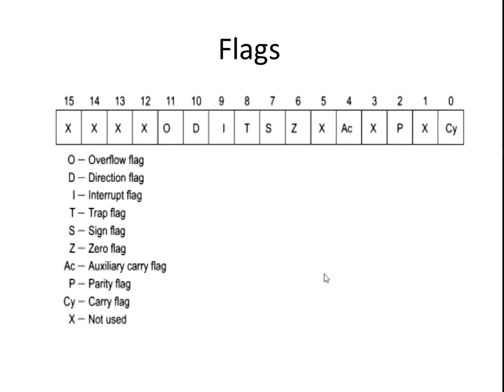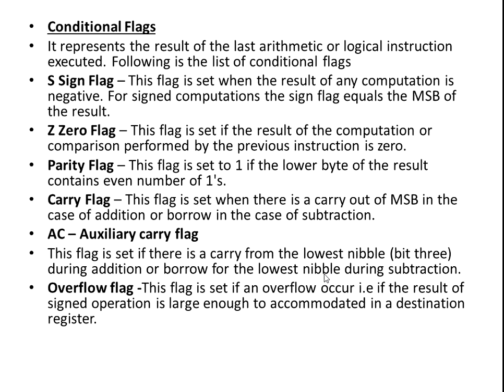Next is the parity flag. Parity flag with index 2, we can see P. This flag is set to 1 if the lower byte of the result contains an even number of ones. So if the result contains an even number of ones, then this flag will be set. Otherwise, it will be reset. We are checking the lower order 8 bits of the result.